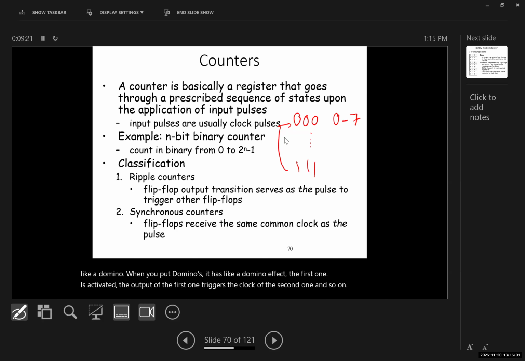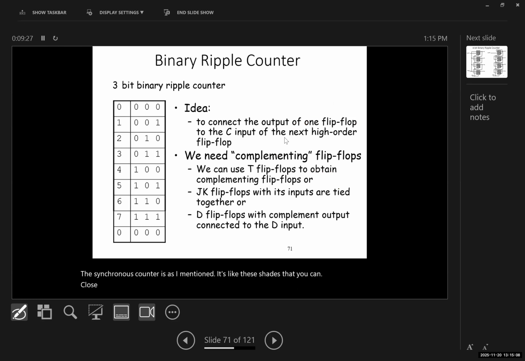The synchronous counter, as I mentioned, is like these window shades that you can close and open all at the same time.